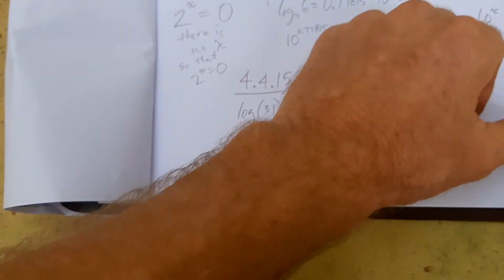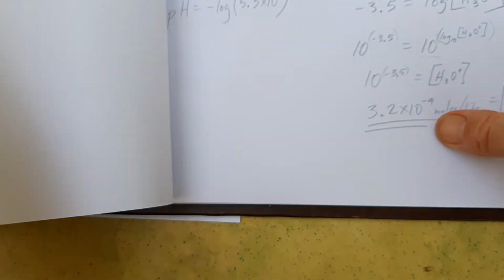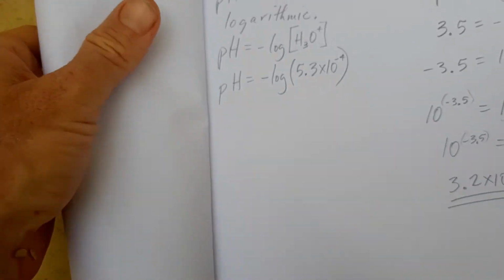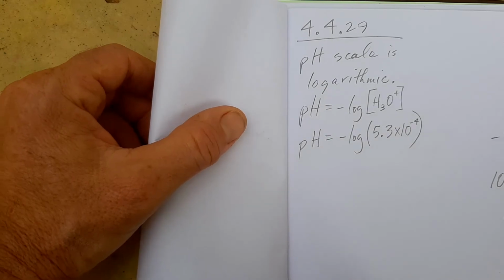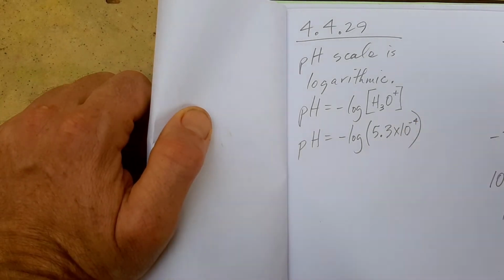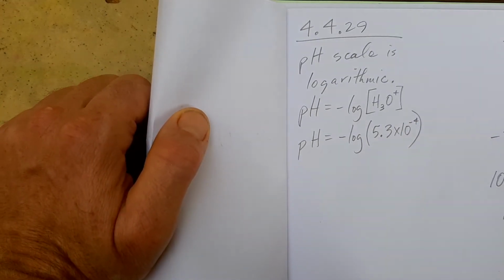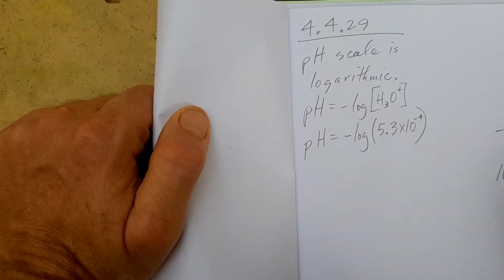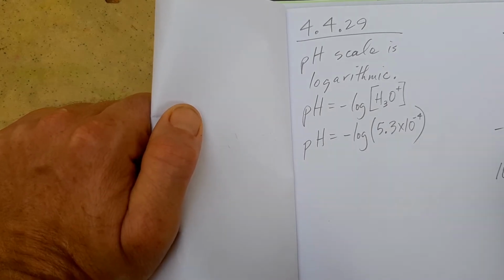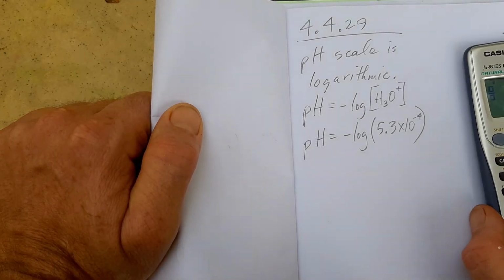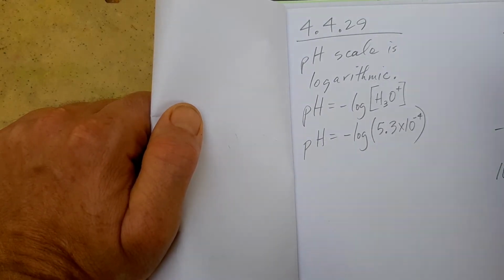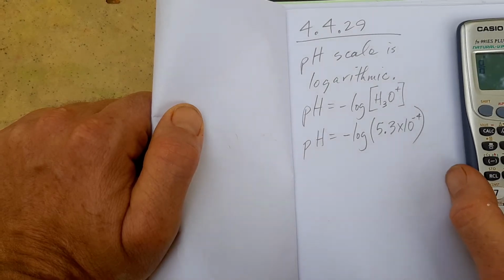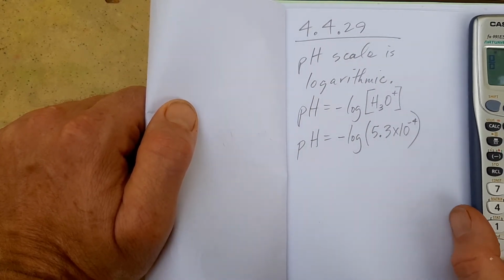Okay, all right, let's do a little bit about pH. So this is where we use common logarithm. It's a logarithmic scale. 4.4.29 is the toughest problem here. Oh no, actually this one's the easy one. The other one's a little tougher. This one you just put it in.